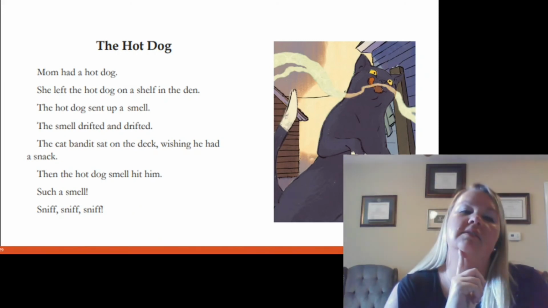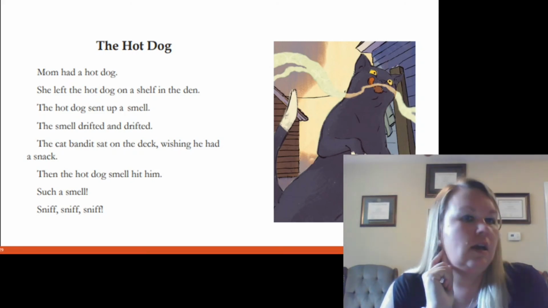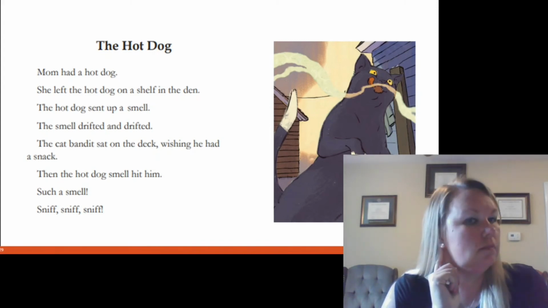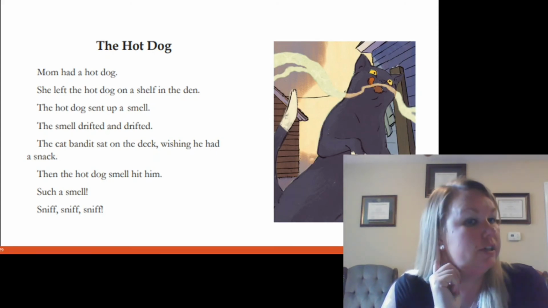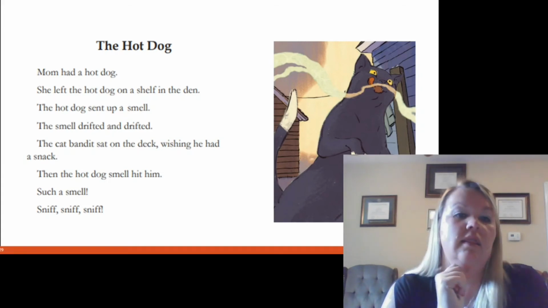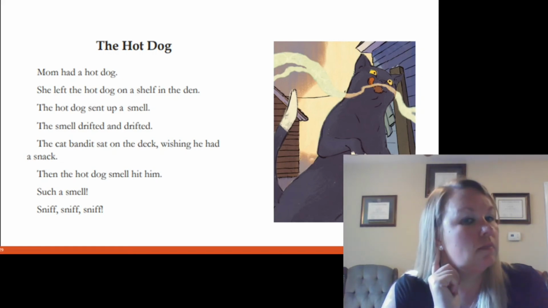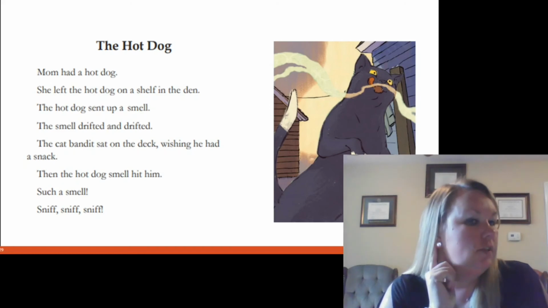Good. Mom had a hot dog. She left the hot dog on a shelf in the den. The hot dog sent up a smell. Your turn. The smell drifted and drifted. The cat bandit sat on the deck, wishing he had a snack. Your turn.